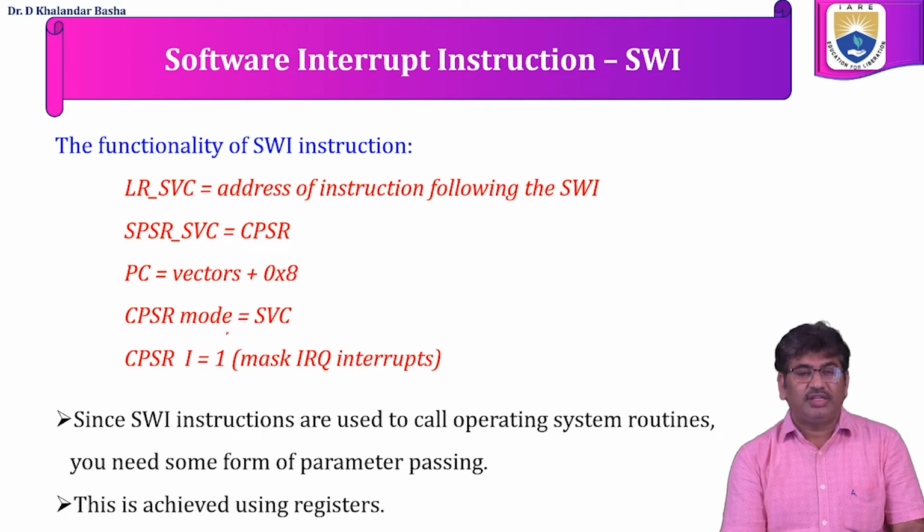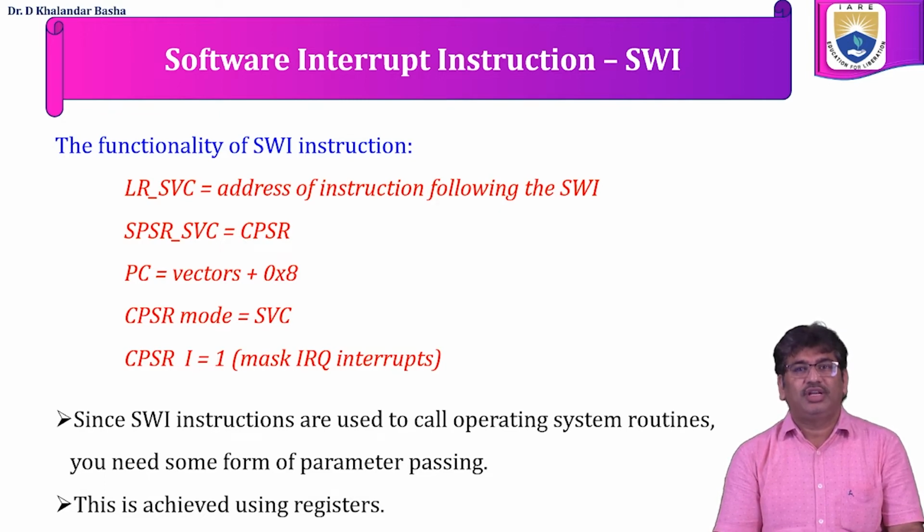Then the CPSR register will be loaded with the new values of SVC. Then the CPSR I bit, which is for masking the interrupt request, we write as CPSR I bit equal to 1.